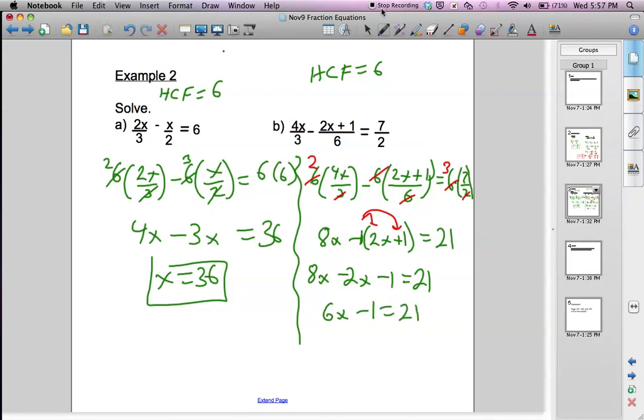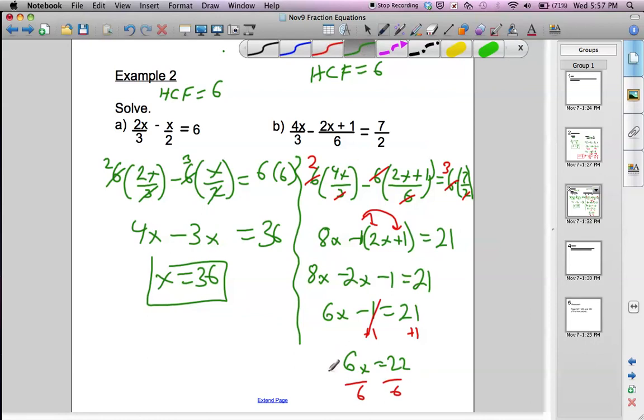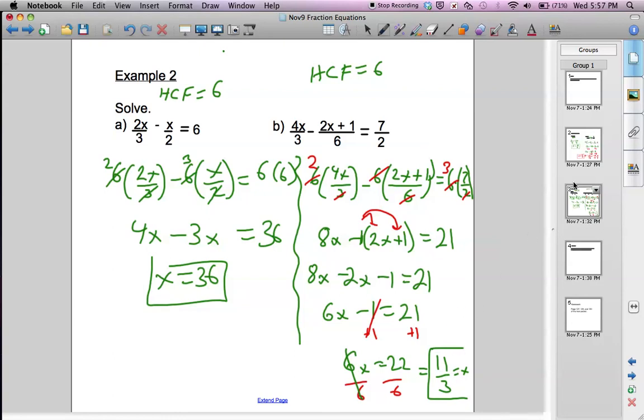And then to solve, we're going to add 1 to both sides of the equation, and we get 6x equals 22. And then to solve for x, we're going to get rid of that 6 and divide by 6 on both sides. This is going to be 22 out of 6. We can divide numerator and denominator by 2 and get 11 thirds. So 11 thirds equals x is our solution.